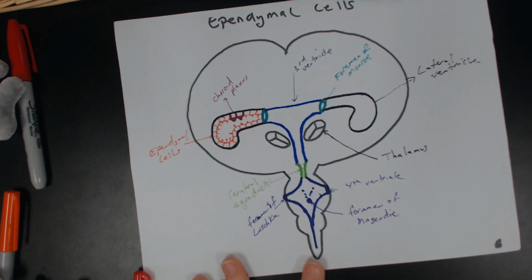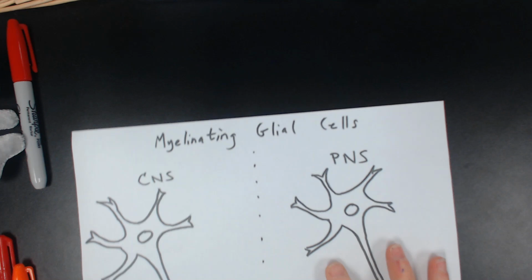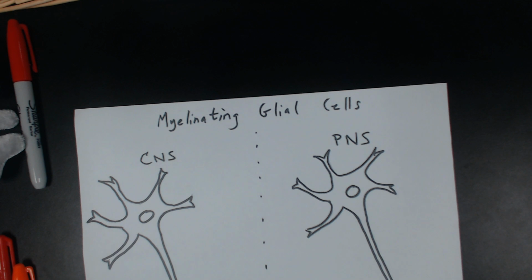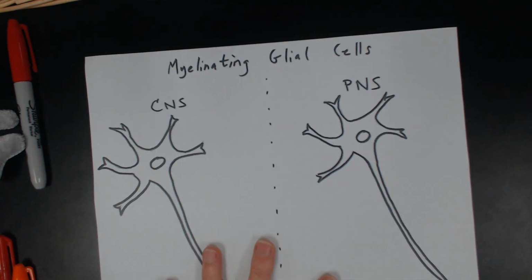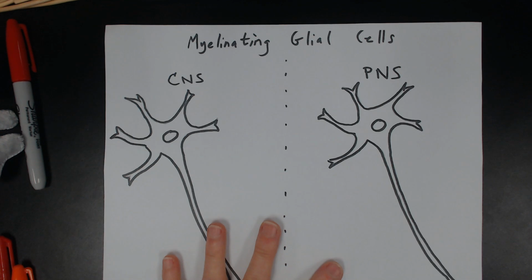Questions? All right, almost done. Let's move on. Let's look at the next one, which is going to be the star of the show since we're talking about neuronal conduction. It's going to be your myelinating glial cells. Two different kinds, depending on whether you're in the CNS or the PNS.